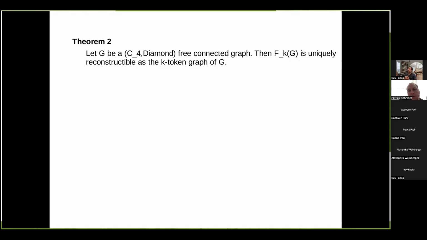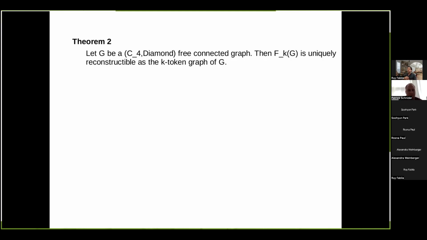Can I ask a question? Yeah, sure, please. Polynomial in what? In the size of G or in the size of Fk of G? Because Fk of G can be exponential, I guess, if k is O of n, right? Yes, but your input is a graph F, not G. I see. Yeah, that makes sense.